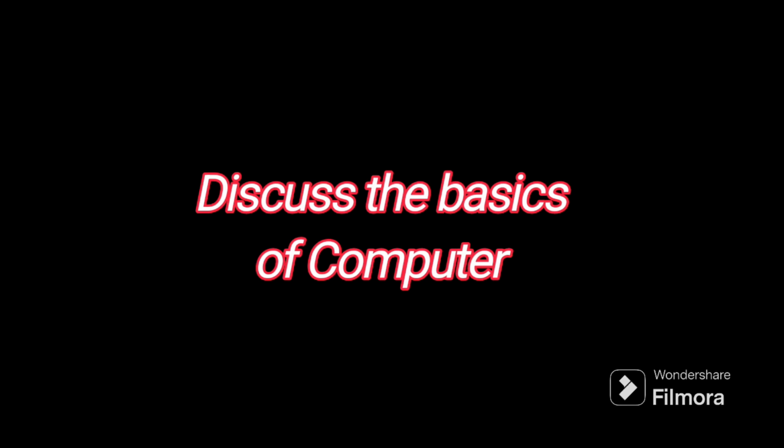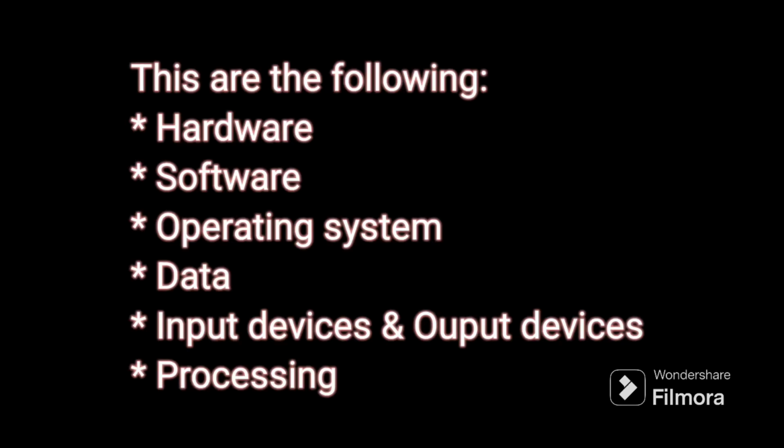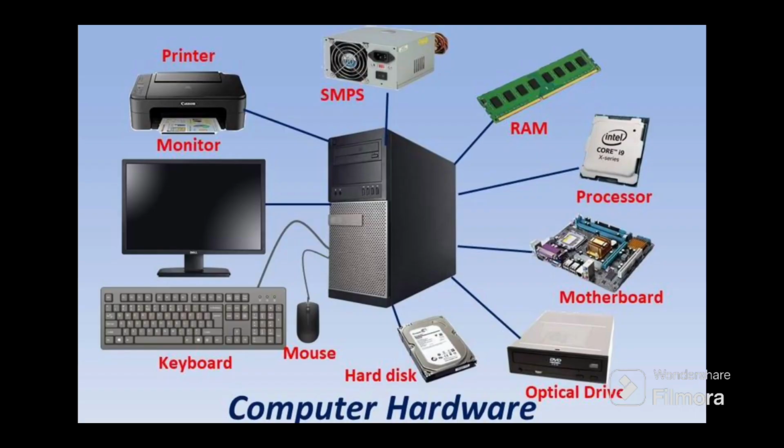Discuss the basics of computer. These are the following: hardware, software, operating system, data, input and output, and lastly, processing. What is hardware? Physical components including the central processing unit, CPU, memory, ROM, storage hard drive or solid-state drive, motherboard, input and output devices, keyboard, mouse, monitor, and etc.